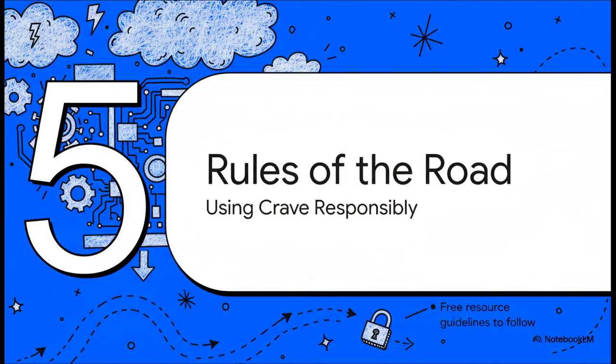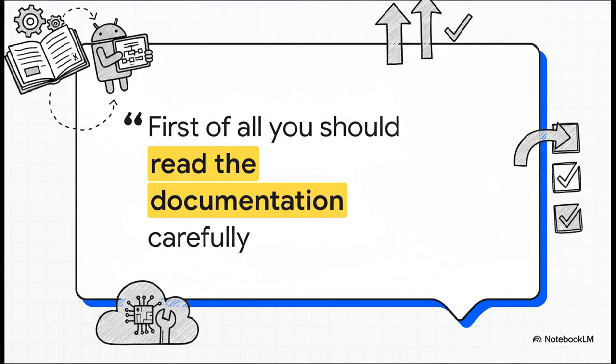Now, Crave.io is an incredible free service that we all get to share. And to make sure it stays that way for everyone, there are just a few simple rules of the road we all need to follow. Okay, this is probably the most important rule of all. Before you do anything else, and especially before you ask for help, please read the official documentation. You can find it on the community wiki at fossen.top. Seriously, it's packed with useful info, and will probably answer 90% of your questions.